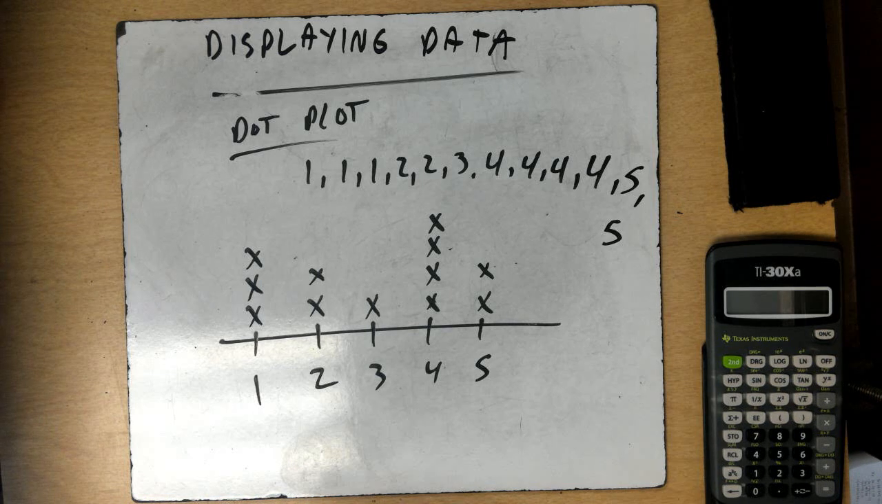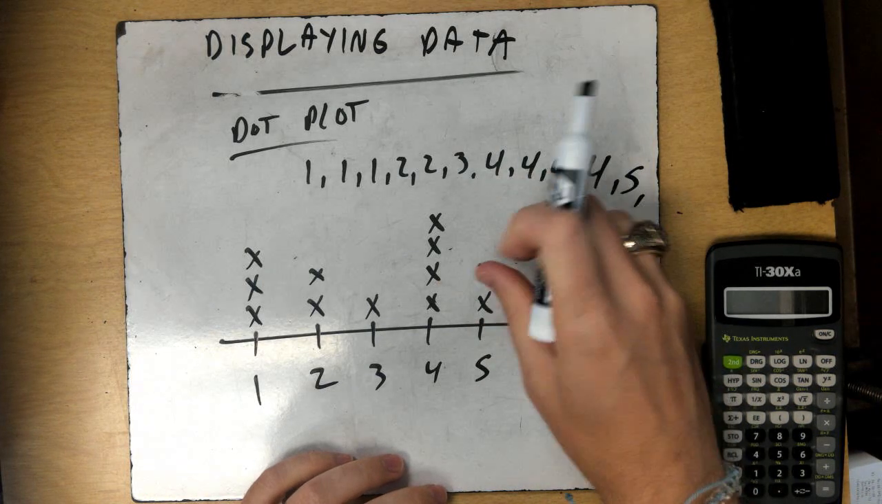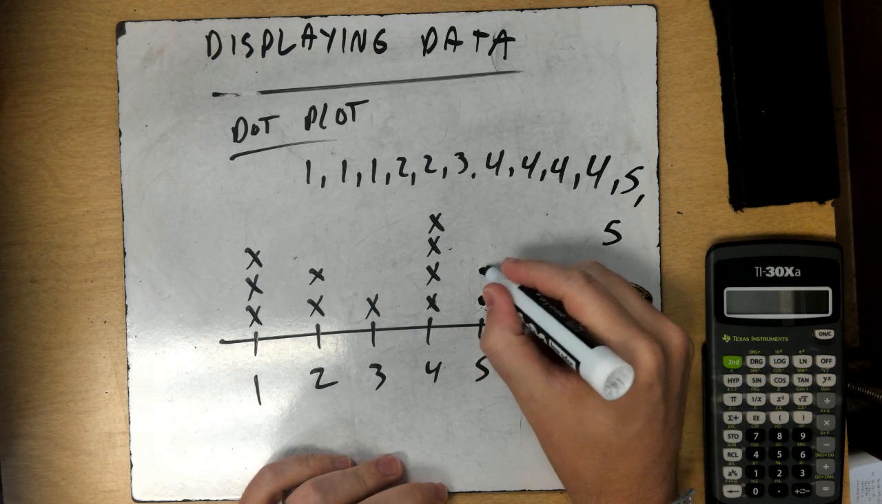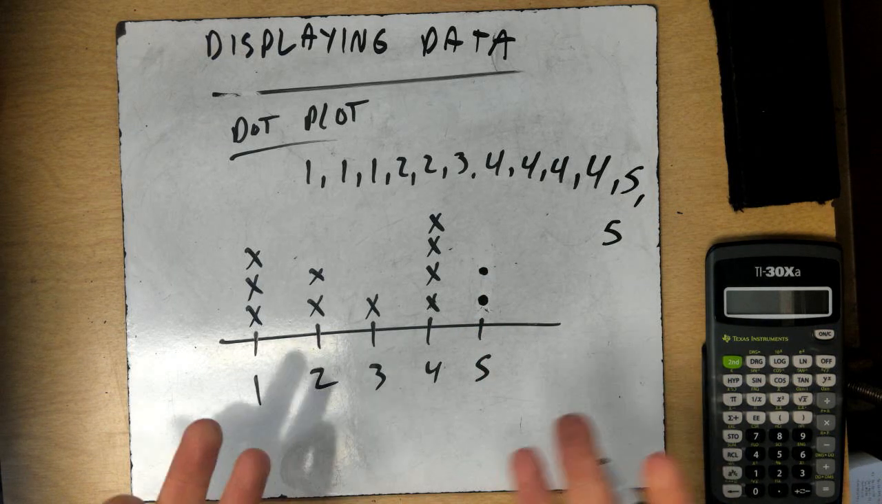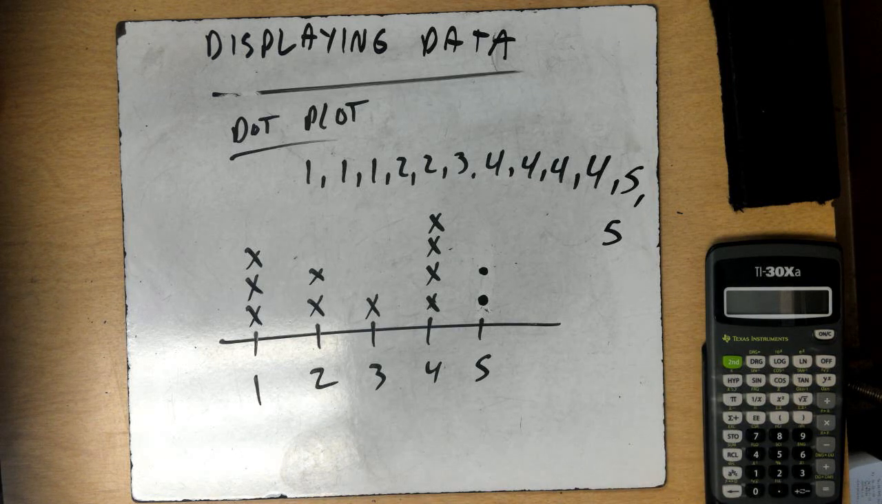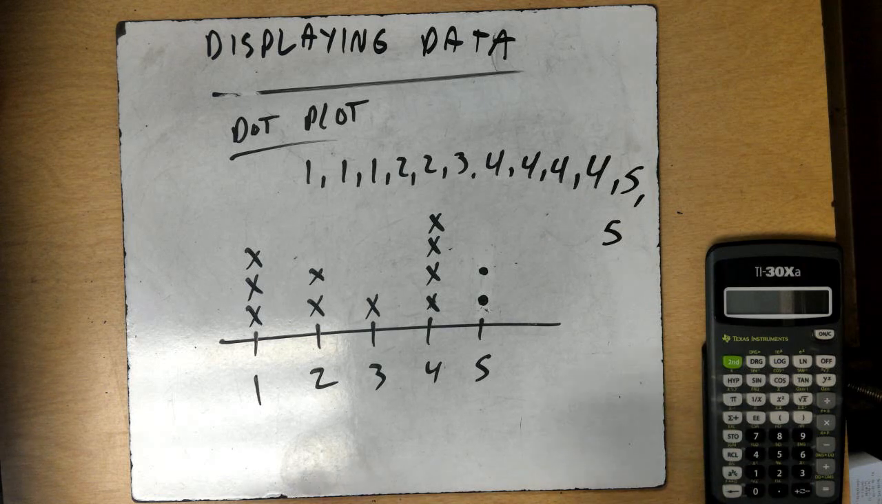So like I said, you can use dots. You can use X's. I like X's, but if you wanted to, just to show you, you could do dots. If dots look easier to you, either or, it doesn't matter. This is a dot plot technically, but you can use whatever you want. Okay. All right, let's do one more.